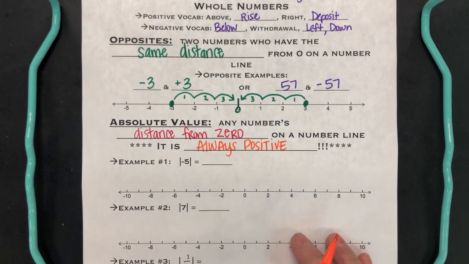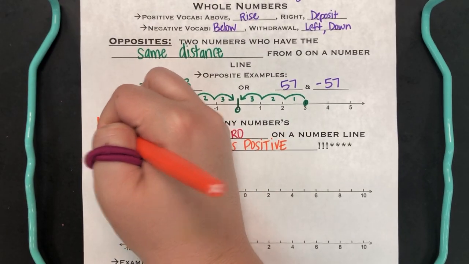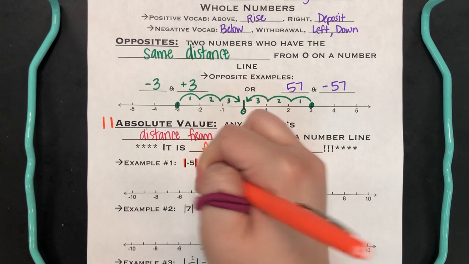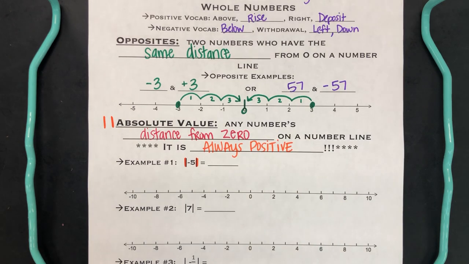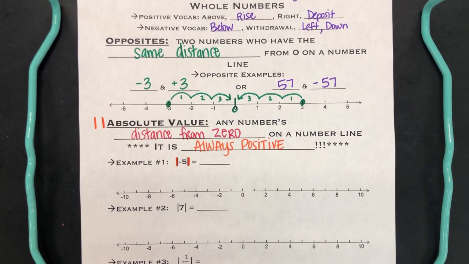All right, so let's do some examples. So absolute value is gonna have these bars around a number, okay? So these bars right here, those are absolute value bars, and those bars tell me I need to take the positive value of that number, okay?